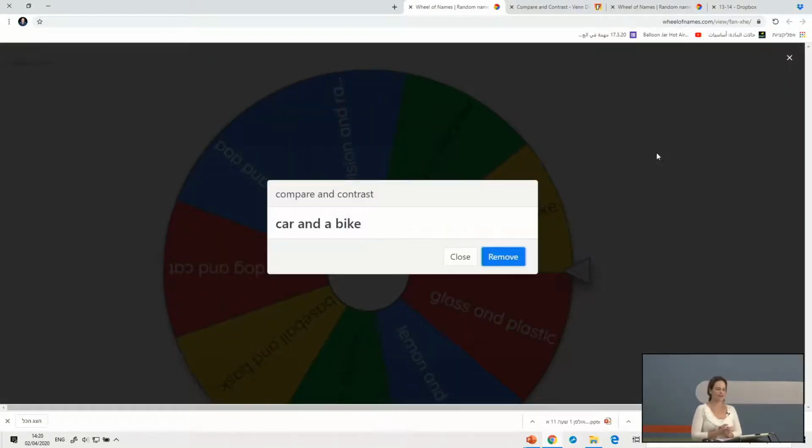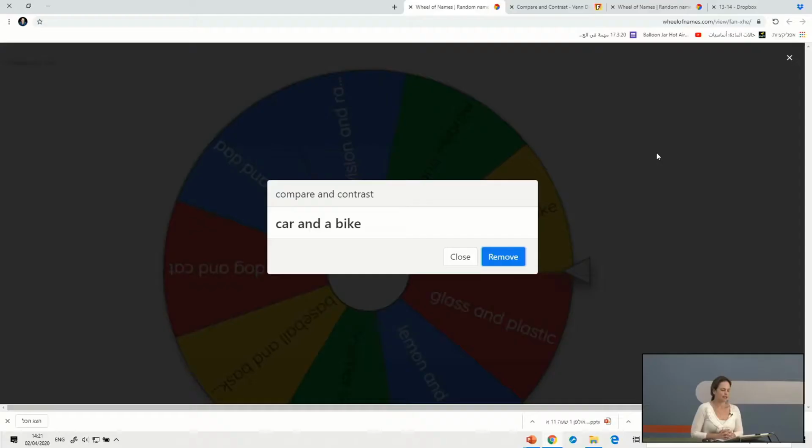Okay, let's compare and contrast a car to a bike. Okay, so a car and a bike are different in that a car has 4 wheels and a bike has 2 wheels. Another name for a bike, you can also say bicycle. So, okay. How are they the same? A car and a bike are the same because they both have wheels. Let's spin again.